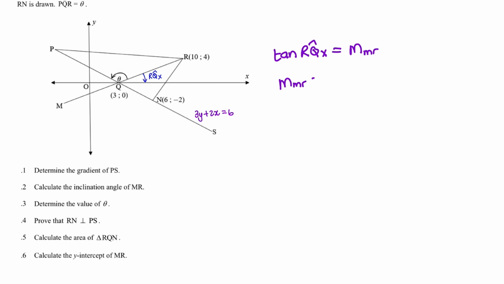And again, we will use the gradient formula. So we'll have the difference of y's, which is 4 minus 0, over the difference of x's, which is 10 minus 3. And that simplifies to 4 over 7. So the gradient of the line MR is 4 over 7. Therefore, the tangent of RQX is equal to 4/7.